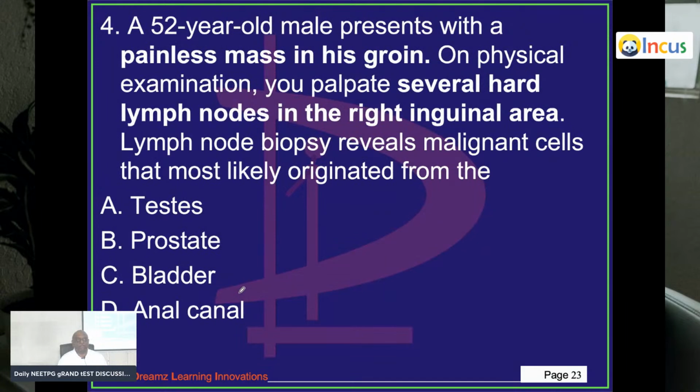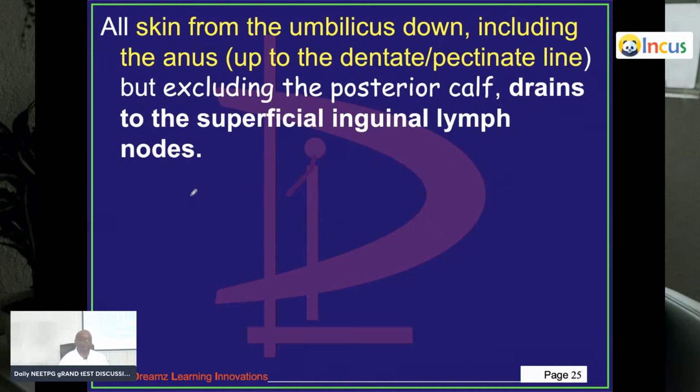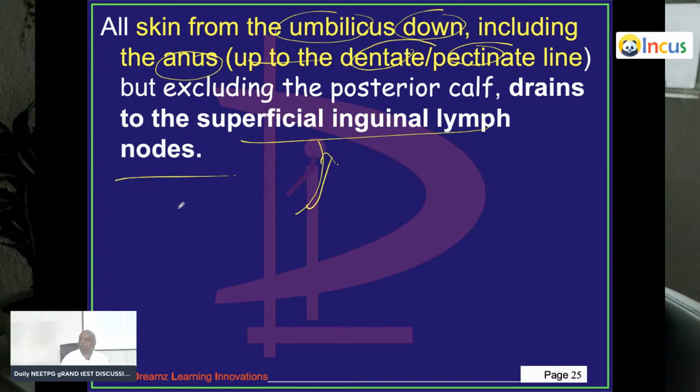A 52-year-old male presents with a painless mass in his groin, several hard lymph nodes in the right inguinal area. The lymph node biopsy reveals malignant cells. From where are they originated? So, right inguinal area means it is all superficial inguinal lymph nodes. So, all the skin from the umbilicus down, including the anus up to the dentate and pectinate line, they're all superficial inguinal lymph nodes, excluding the posterior calf.